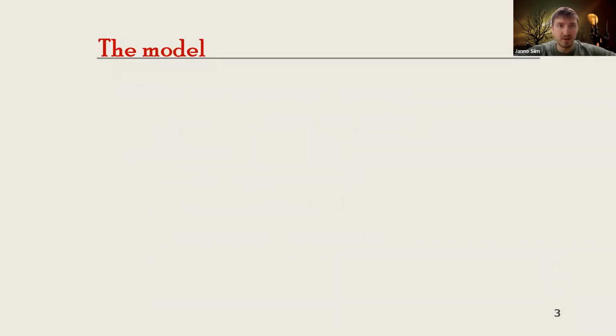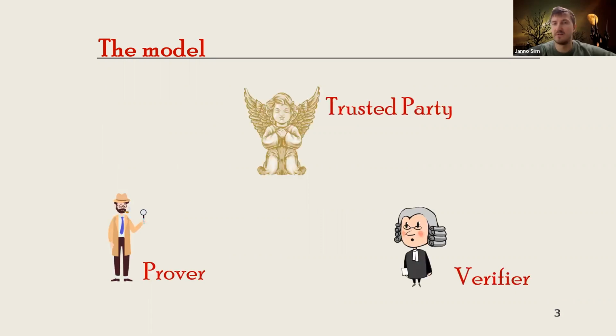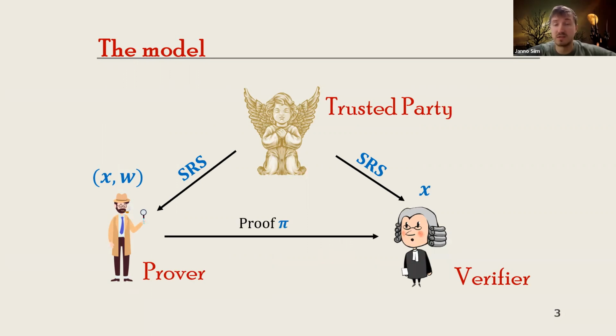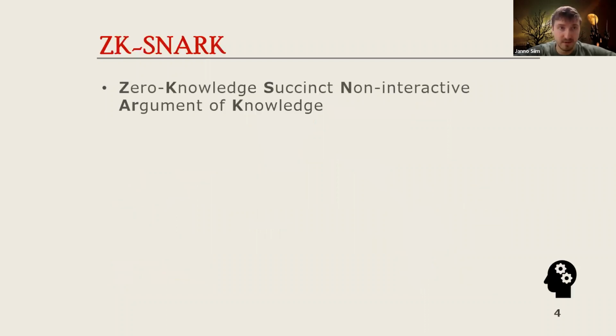The model that we will be using in this work is something like this. We have a prover, a verifier, and a trusted third party. The prover knows a statement X, which is public, and the witness W, which is private. The verifier knows only the statement X. The trusted party generates something called a structured reference string, some setup key, and gives it to the prover and verifier. The prover can then use this structured reference string to generate the proof, and the verifier will either accept the proof or reject it.